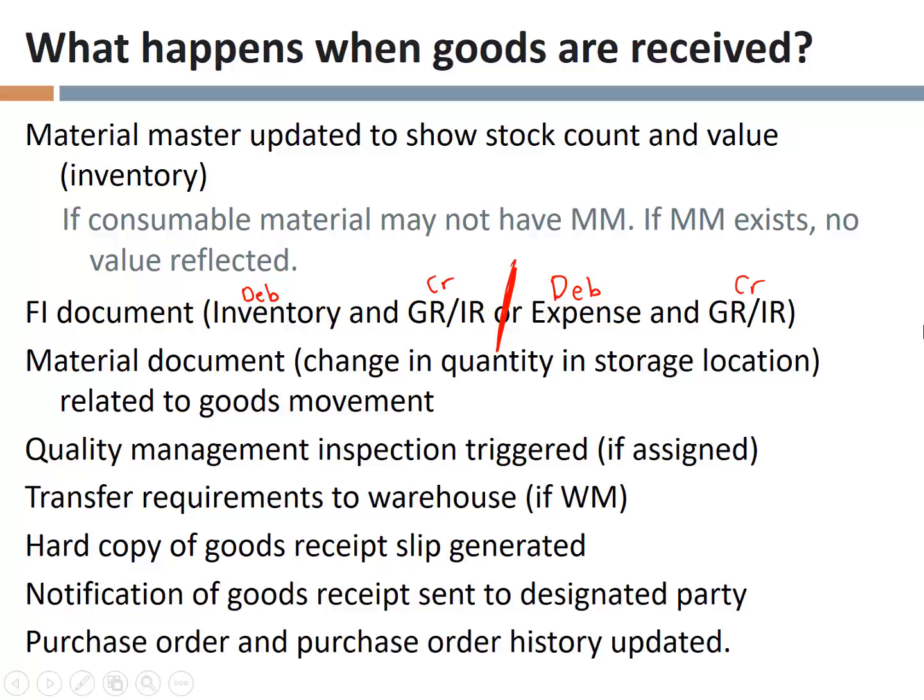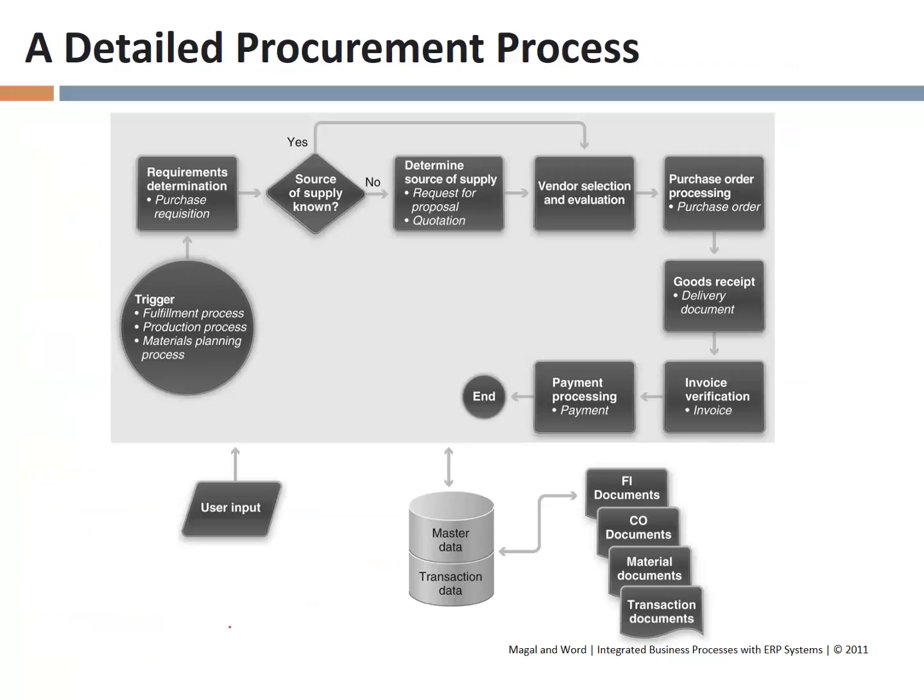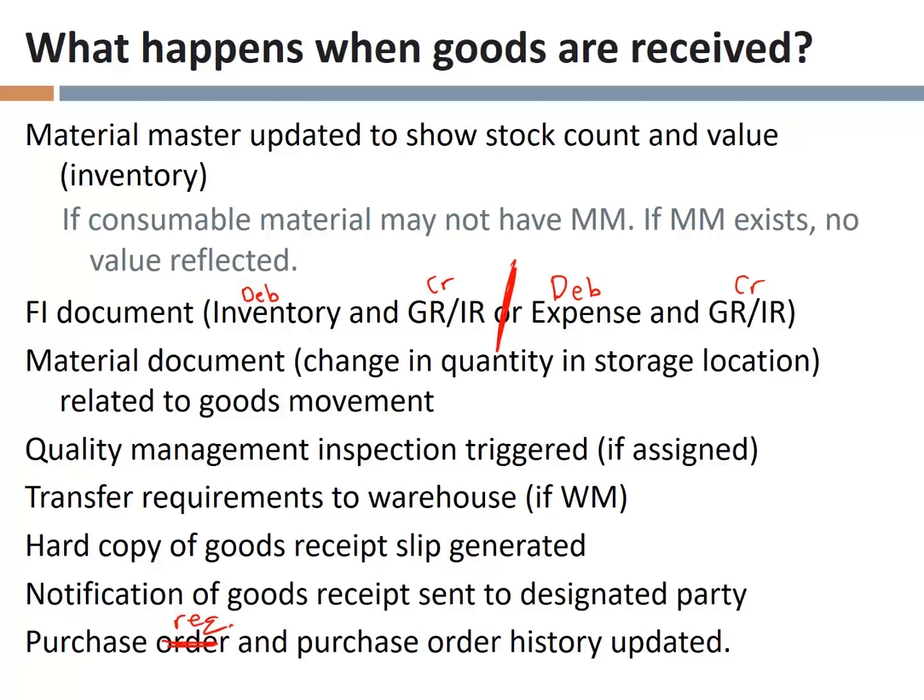And then the last thing here is, as we observed before, we update the live documents associated with this process, which is we update the purchase order history. Really, I think that should say we update the purchase requisition and purchase order history, because both of those documents get updated. I think this is a typo on this slide.